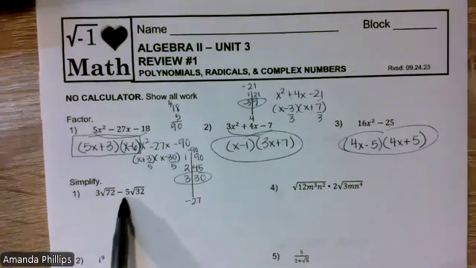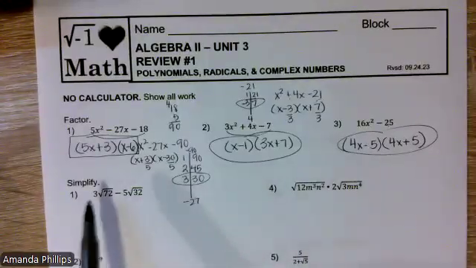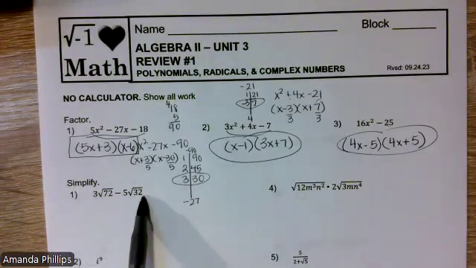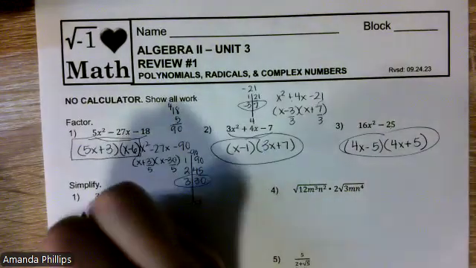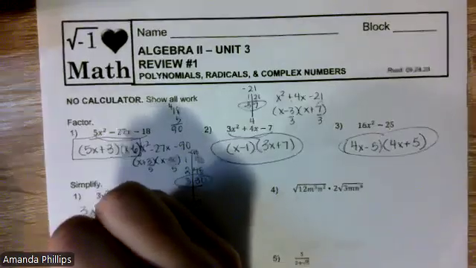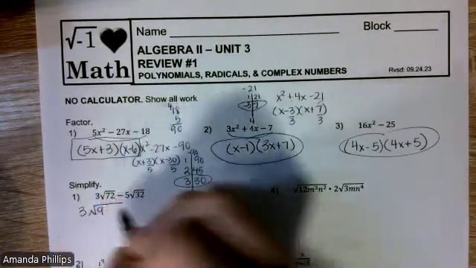Now we are adding, or actually subtracting, these. When we add or subtract, they have to have the same radicand, the same number underneath the radical. Obviously they don't now, but we need to try to simplify them. We are doing square roots, so I'm trying to find a perfect square in 72.